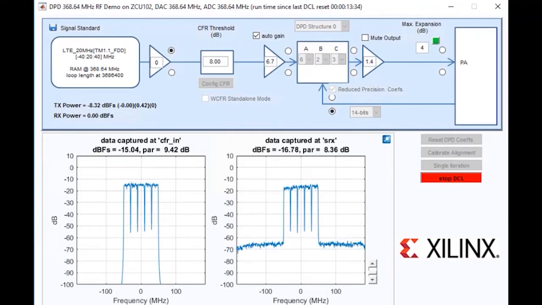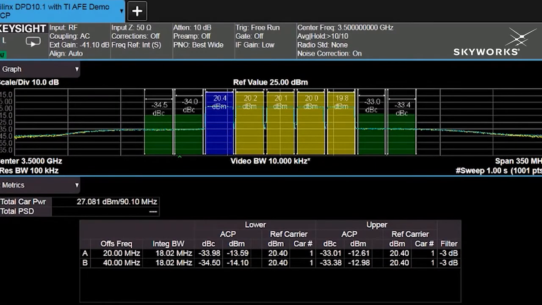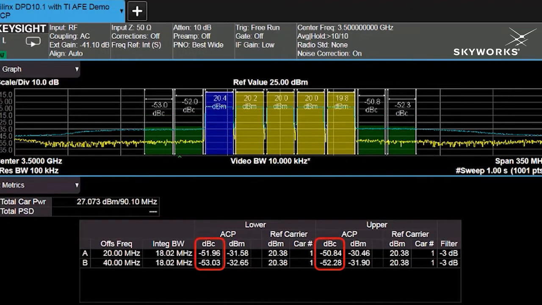But we can measure the performance on our signal analyzer. So what we're looking at here are those 5 LTE-20 carriers at the output of the PA. This is pre-correction. And once we activate the DPD, you can see the yellow trace, and you can see excellent performance there in terms of adjacent channel power.